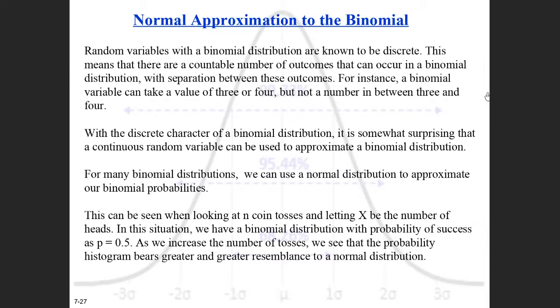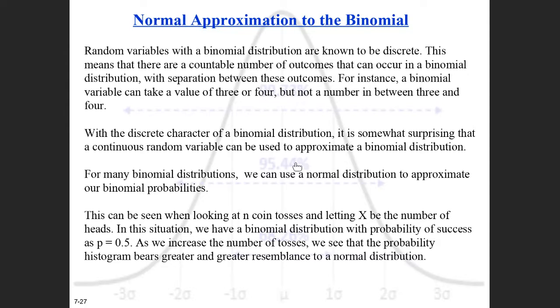Remember, how many values can you have in a binomial? Right, two conditions. So random variables with a binomial distribution are known to be discrete. You cannot have an infinite number of answers. This means there are a countable number of outcomes in a binomial distribution, with separation between them. For instance, a binomial variable can take a value of 3 or 4, but not a number in between 3 and 4.